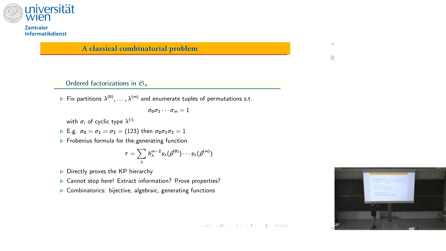In this talk, I will sometimes flash a symmetric function formula that I will not explain. But for people who know about them, it gives them a way to anchor the talk. Here, the generating series is written as a sum over partitions with the product of Schur functions. From that formulation, you can directly prove the KP hierarchy, for instance. But we're not going to stop here. It's not the end of the story, because we want to extract more information, like recursion relations between the coefficients of tau, and prove interesting properties.